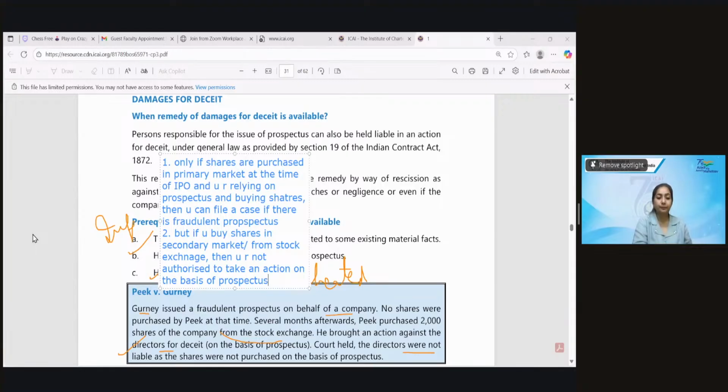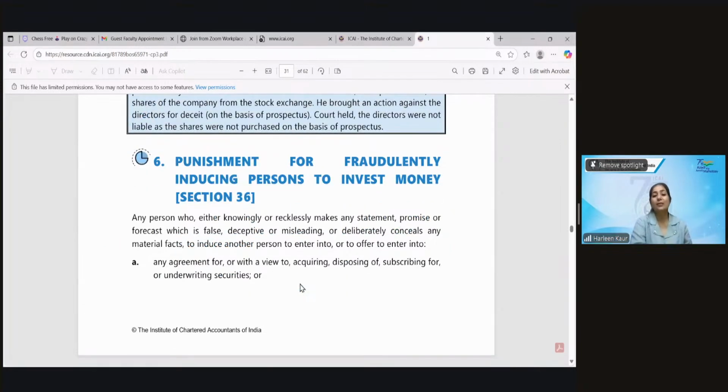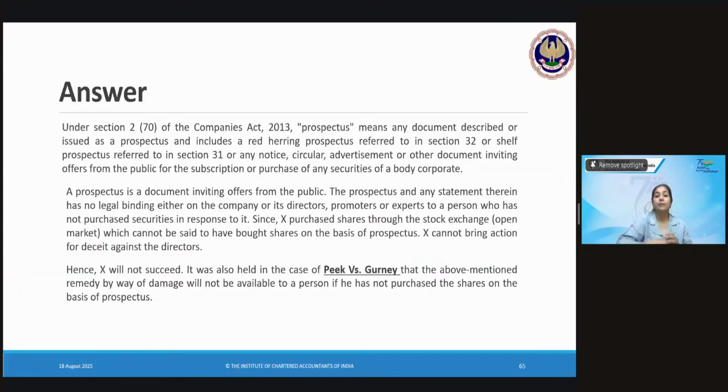Clear? Shall I rub it? Yes, Harsh, that's correct. Clear? Let's start with section 36 from my presentation. And then we'll be coming back to these questions.